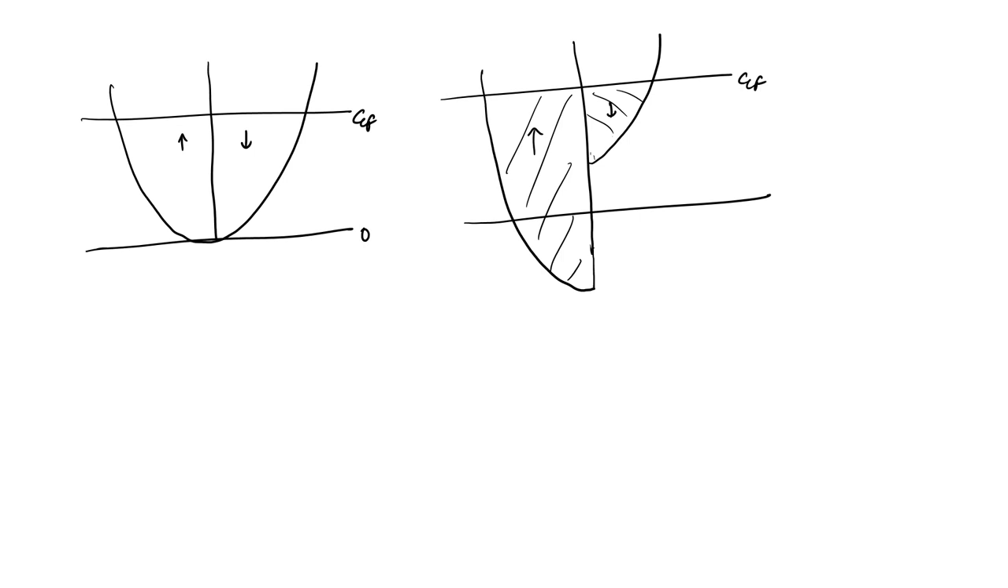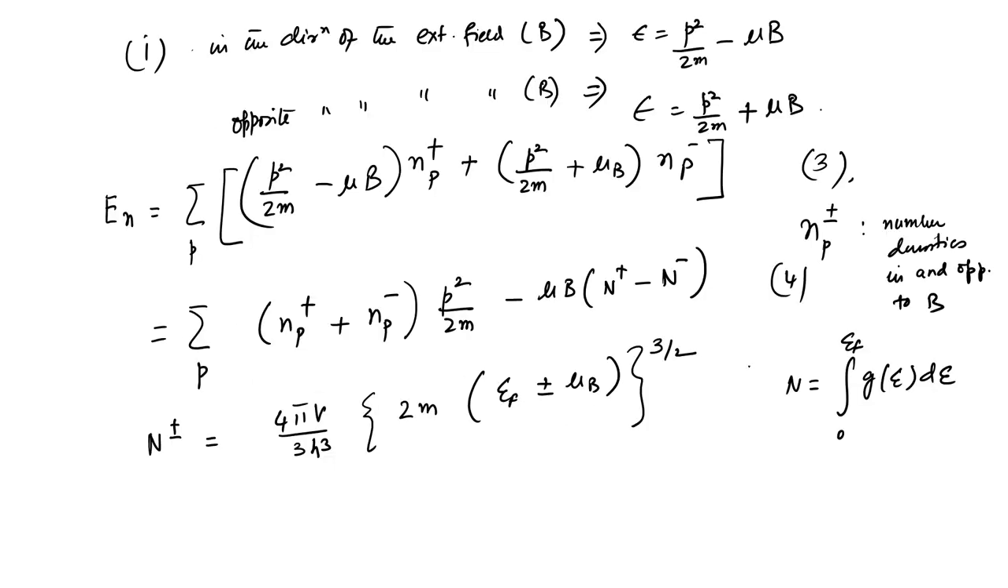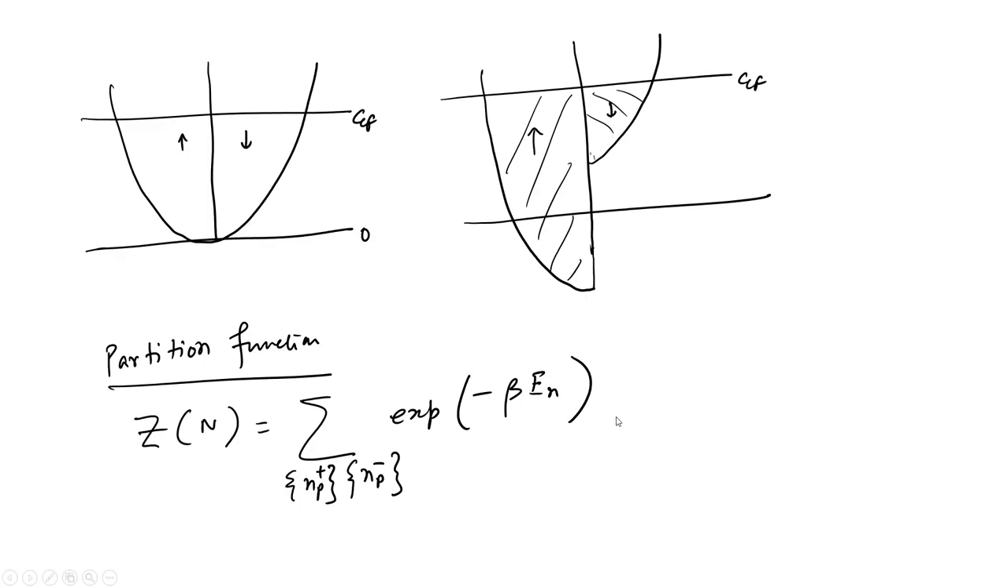Now what we do is the following. We write down the partition function. So the partition function is written as Z_N equal to the sum over n_p plus, n_p minus, I've told what they mean, of exponential minus beta E_n, where E_n is defined earlier. Let's call this equation maybe 4, and maybe this is 5, or rather 5 and 6 if you want, because for n plus and n minus. So this is 5, and then we can call this as equation 6.